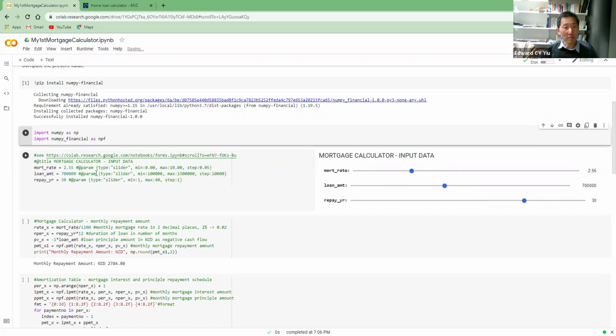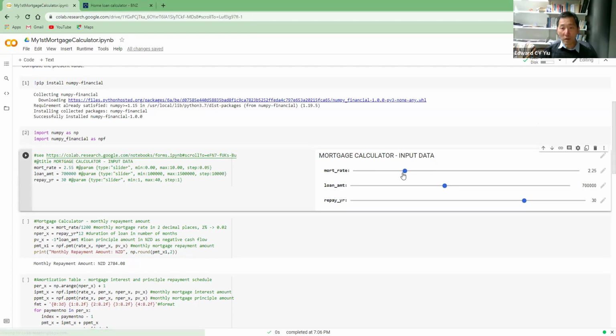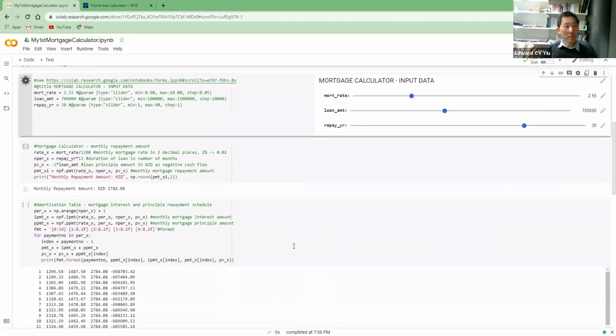and based on these parameters, type slider, defining minimum and maximum steps, then you can move this slider to change the mortgage rate. So say, for example, 2.55. The 3 major parameters for a mortgage calculator would be the mortgage rate, the loan amount, here I used 700,000, and the repayment years, 30 years. So it will import this data into this program.